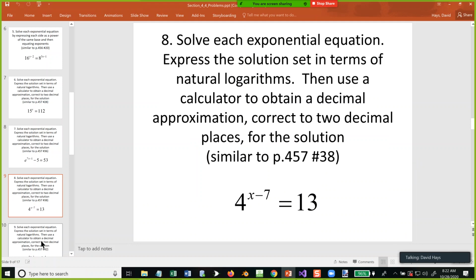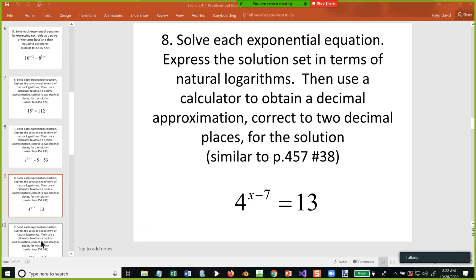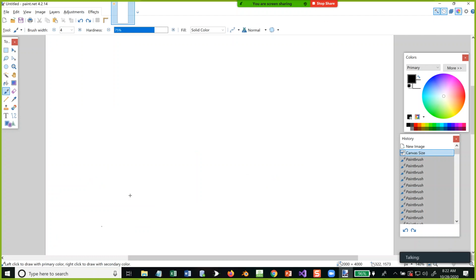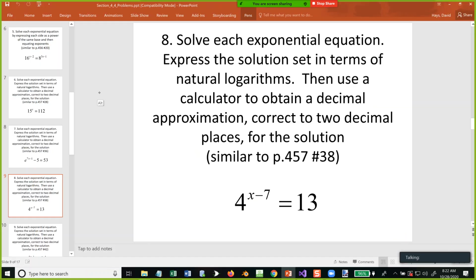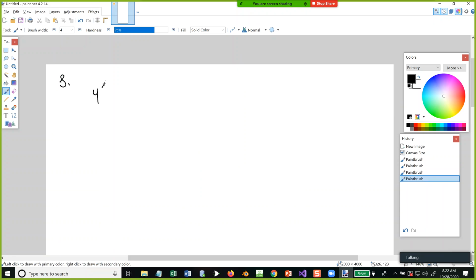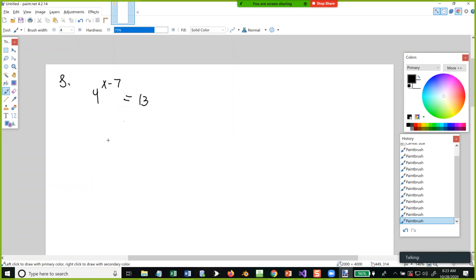Okay, number 8. We got 4 to the x minus 7 equals 13. Step 1, get the part with the variable and the exponent by itself on one side. It's by itself on one side. There's nothing in front of it, and there's nothing after. We just have 4 to a power. Step 2, take natural log of both sides.